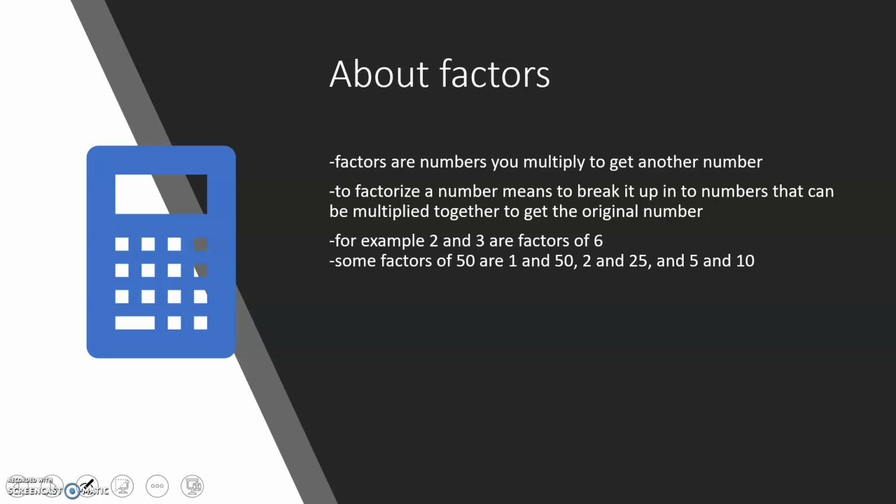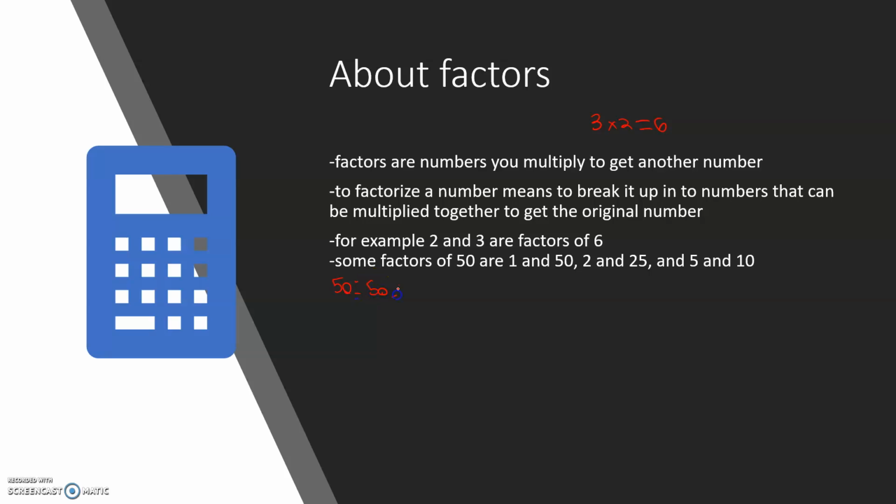So, when you want to solve the greatest common factor, you need to know what factors are first. Factors are numbers you multiply to get another number. For example, 3 and 2 are factors of 6 because 3 multiplied by 2 is 6. To factorize a number means to break it up into numbers that can be multiplied together to get the original number. Let's break up some factors for 50.